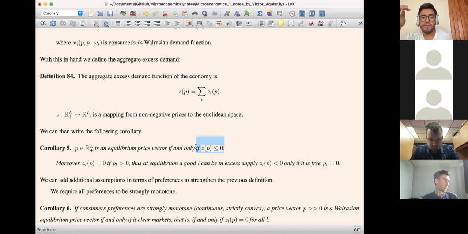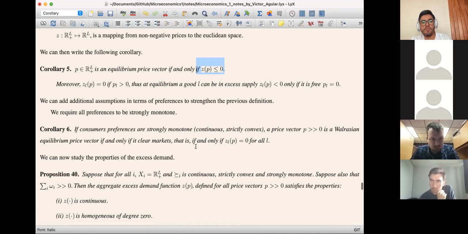Now, if you have some good at which excess demand is exactly equal to 0 and the price of that good is strictly positive, then at equilibrium, a good l can be in excess supply, strictly less than 0, only if it is free, okay? We can add additional assumptions on preferences to strengthen the previous definition. For instance, we're going to require that all preferences are strongly monotone. So if consumers' preferences are strongly monotone, continuous and strictly convex as before, a strictly positive price vector is a Walrasian equilibrium price vector if and only if it clears the market. That is, z_l(p) is exactly equal to 0 for all l, okay? Do you understand?